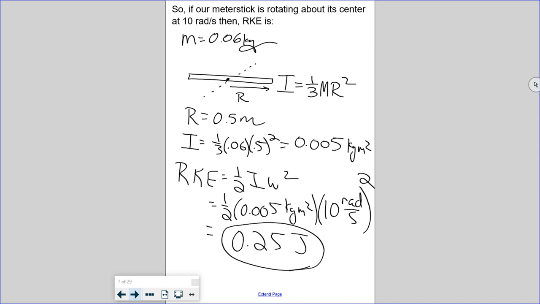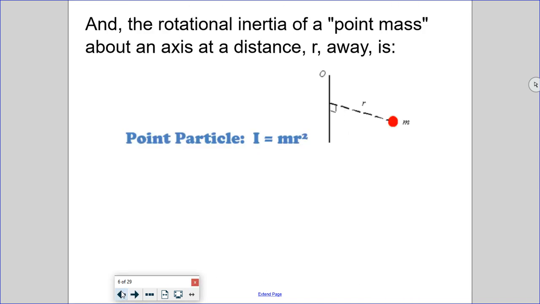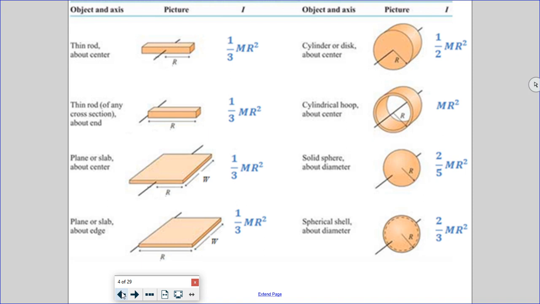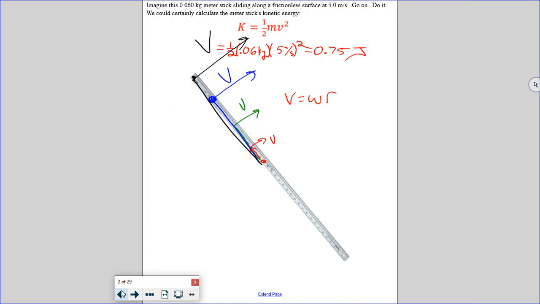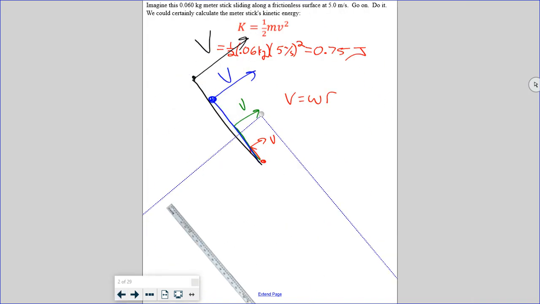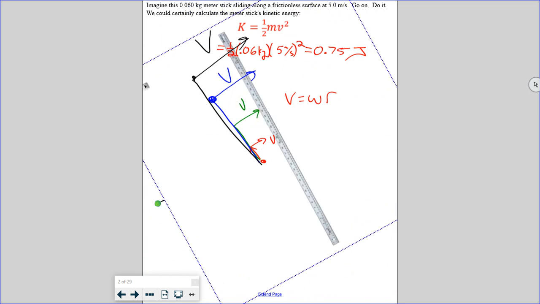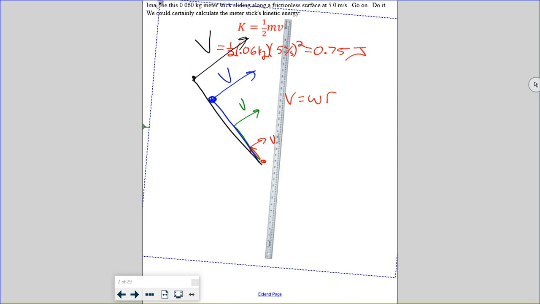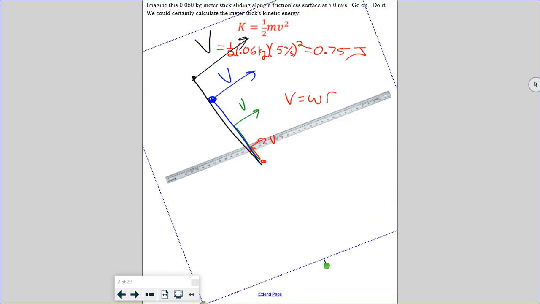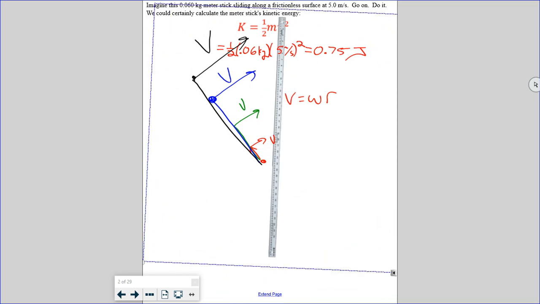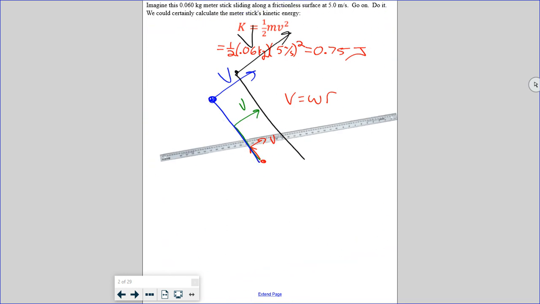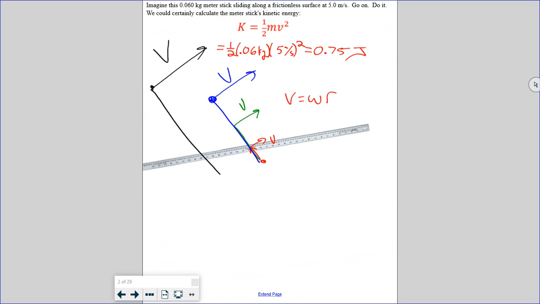Cool, so that's that. To be clear, this was an object that was just rotating, right? So we had our meter stick back here, and that meter stick was just rotating. Now, eventually we'll get to rolling, which is a combination of spinning and moving.